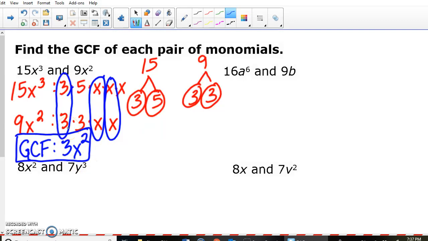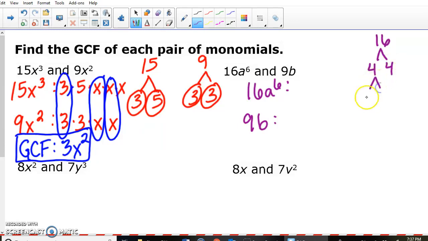Okay, so 3 and then 2 x's in common, so 3x squared. Okay, the next one, I'm going to do the same process, 16a to the 6th and 9b. I'm going to do the prime factorization of the numbers first. So 16, I want to break that into prime factors. So maybe you want to start with, I don't know, 4 times 4.